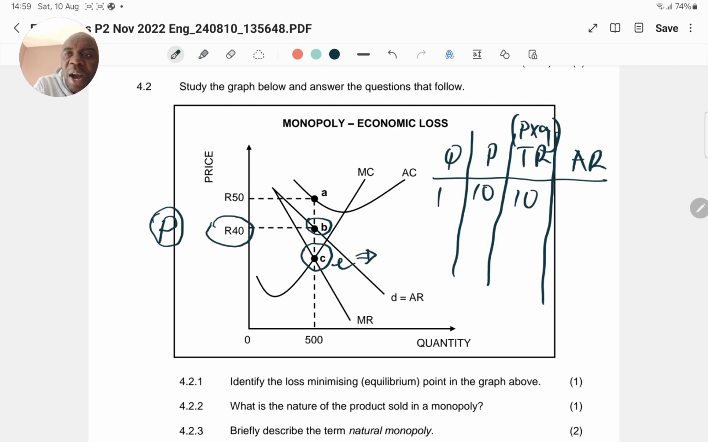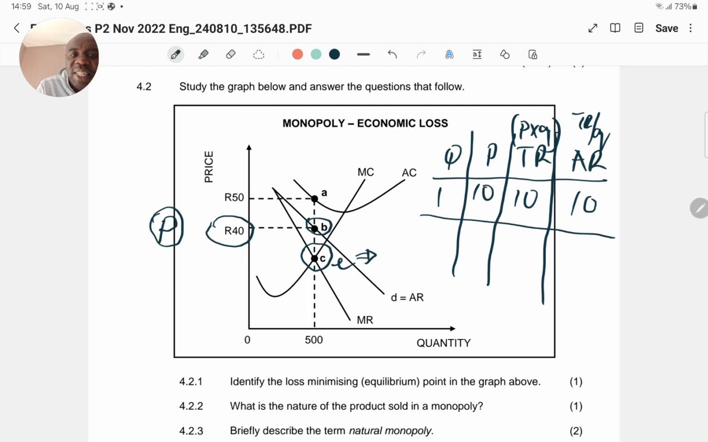Now, how much is our average revenue? Average revenue is total revenue divided by quantity. Our total revenue is 10, our quantity is 1. So it's 10 divided by 1, we get our average revenue of 10. What is average revenue? Remember, average revenue is revenue received per unit sold.